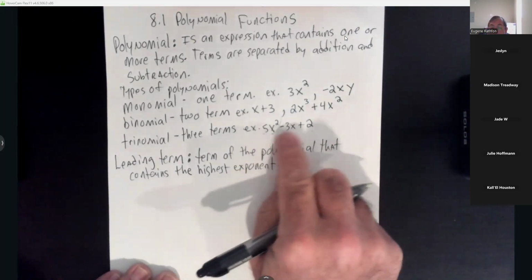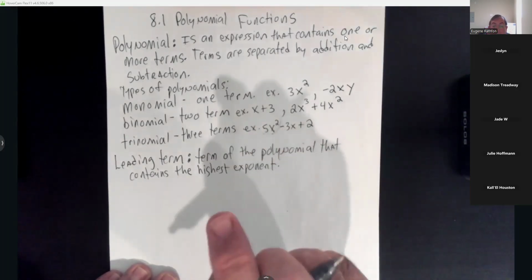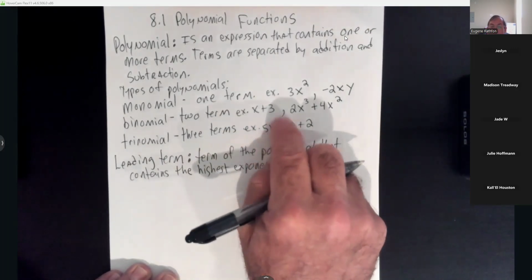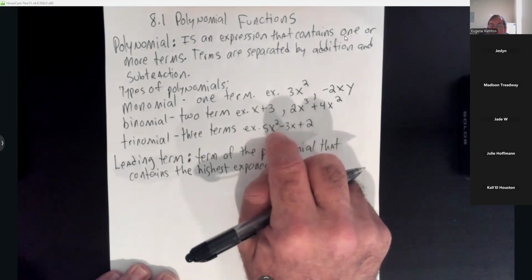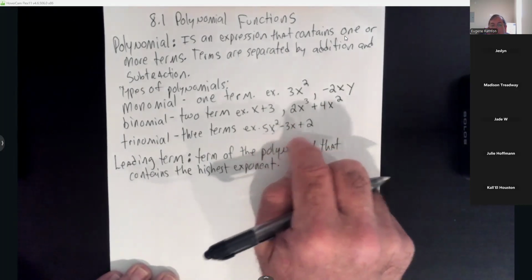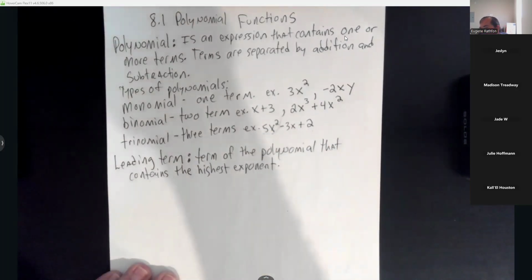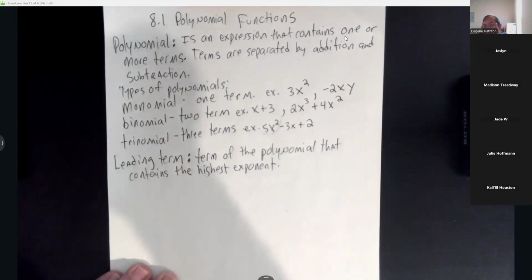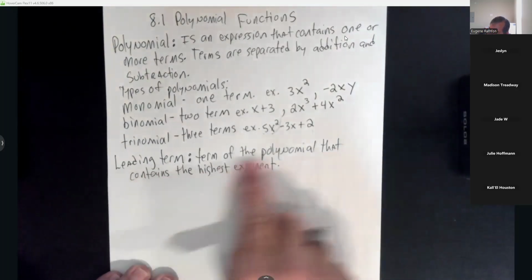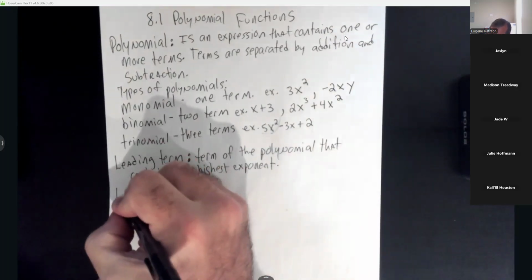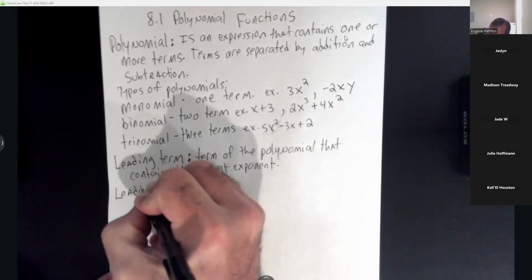Okay, so these can be out of order. If it's out of order, it don't matter. The leading term will still be the term that has the highest exponent, okay? So a lot of times they're in descending order, but if they do have them out of order, you're looking for the largest exponent, okay? So that's your leading term. Next, the leading coefficient.